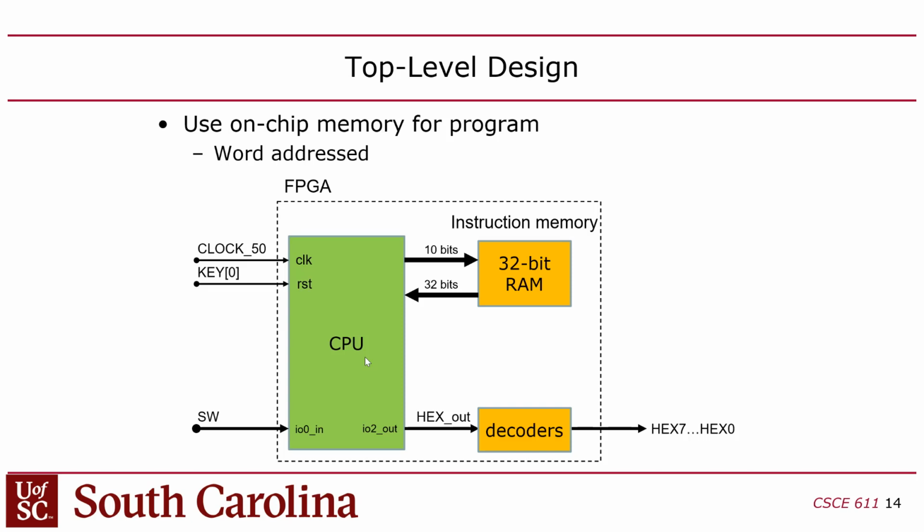So we're going to have key 0 as the reset, the switches from the board as the input, and then the output is hex 7 through hex 0. So there's 56 bits coming out, because there's 7 bits per hex digit and there are 8 of them. Then there are the switches, 18 bits coming in, and 1 bit for the key as the reset, and of course the clock. So this is the top level design. We just have the 3 inputs and the 1 output.